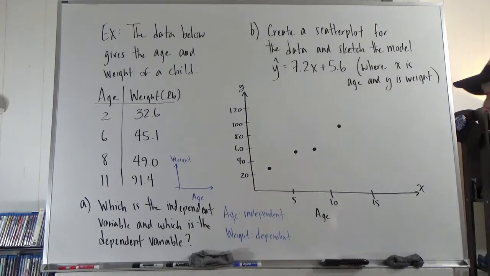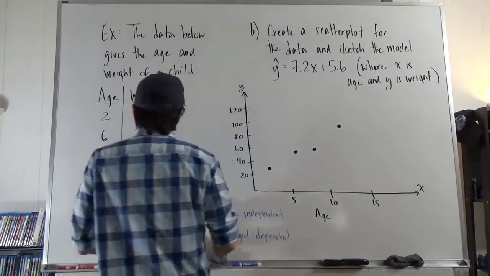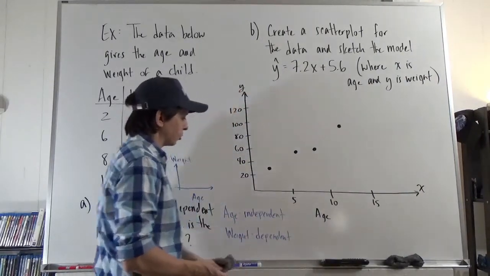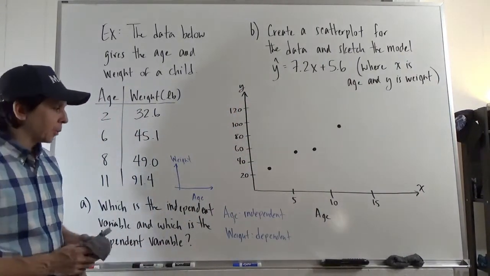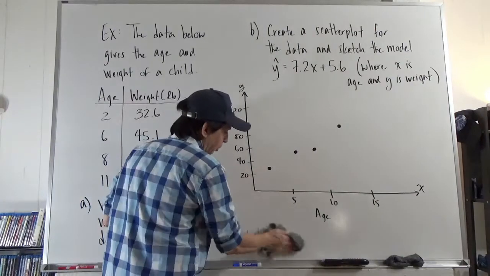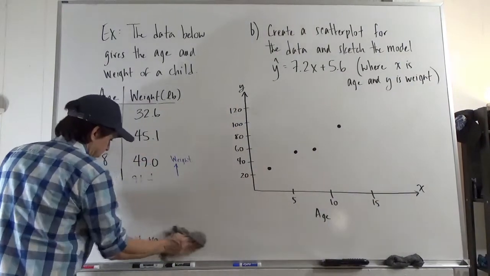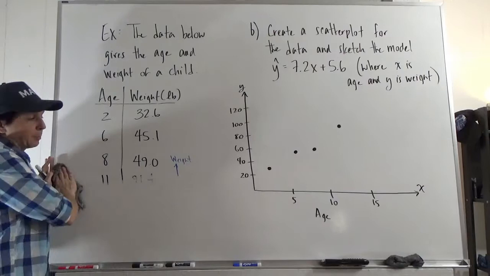We now want to sketch the model. Y hat is equal to 7.2x plus 5.6. We want to do it somewhat accurately. And we're going to do it by plotting what we did earlier, plotting 2 points. It is technically separate from the scatter plot.